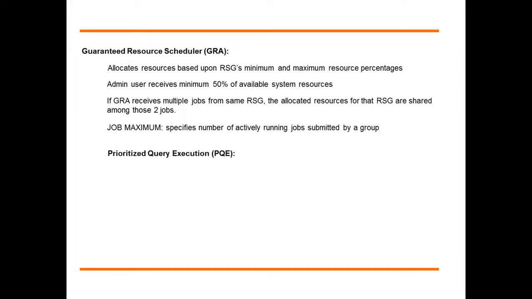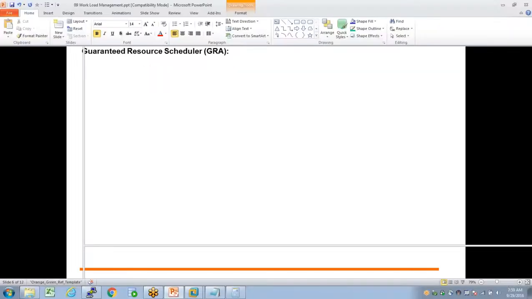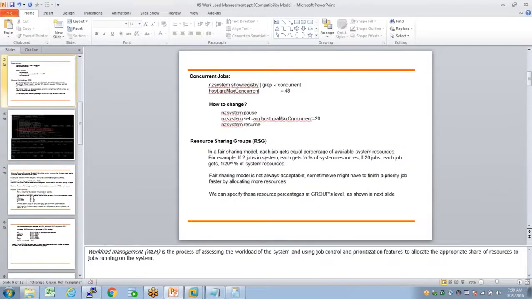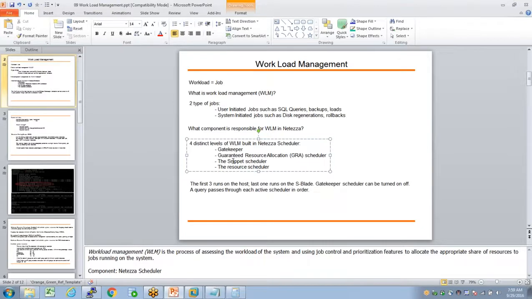Now, learning all these, let's go back to our original discussion. What is our original discussion? We have 4 schedulers. What are they? 3 are running at a host, 1 is at an S-blade. The first ones are Gatekeeper, Guaranteed Resource Scheduler, and Snippet Scheduler. These first 3 run on the Netezza host, right?